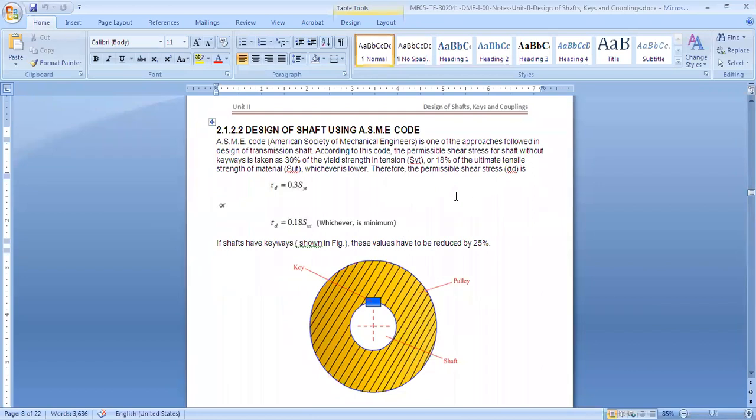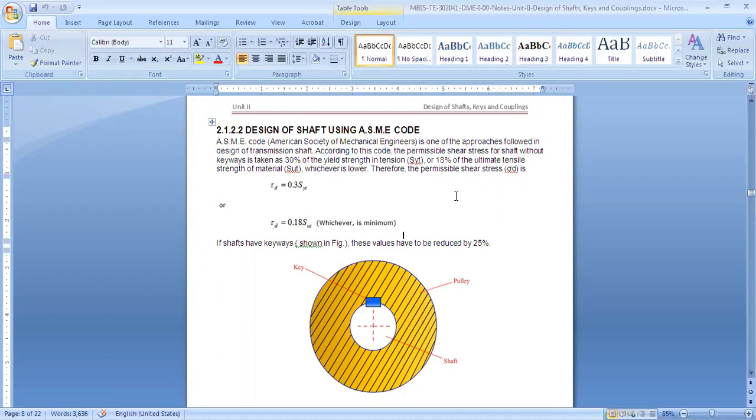They take either 0.3 of SYT or 0.18 of SUT. So depending on the ultimate stress or yield stress of the material, we will take 0.3 of SYT or 0.18 of SUT. We will find the allowable stress in both cases, using SYT and using SUT, and whichever is minimum we will take for our design. Okay. So in general what we do is take SYT multiplied by 0.5 divided by factor of safety. Instead of that, we will use this formula for finding the allowable stress.